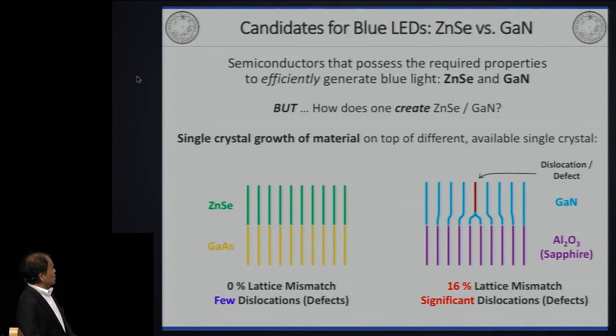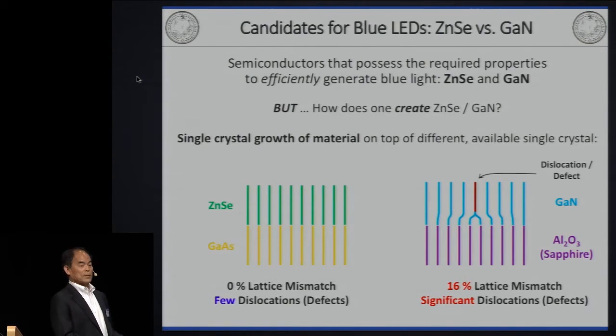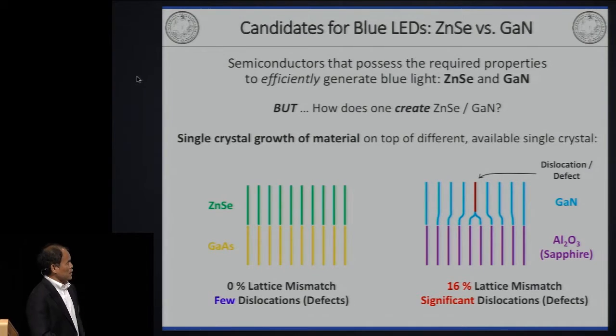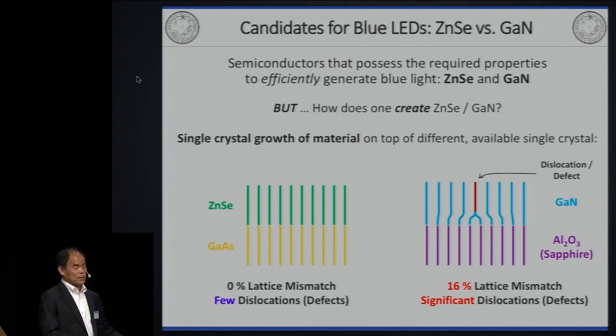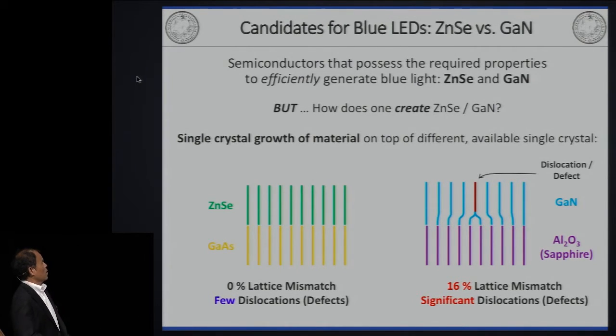In the case of zinc selenide, using a gallium arsenide substrate, the lattice mismatch is zero, 0% lattice mismatch. It means the crystal quality is very good. On the other hand, for gallium nitride, the available substrate is sapphire. In this case the lattice mismatch is 16%, which means a huge crystal dislocation density, a huge number of crystal defects. So in the 80s and 90s, basically all scientists and researchers selected zinc selenide to develop blue LEDs.